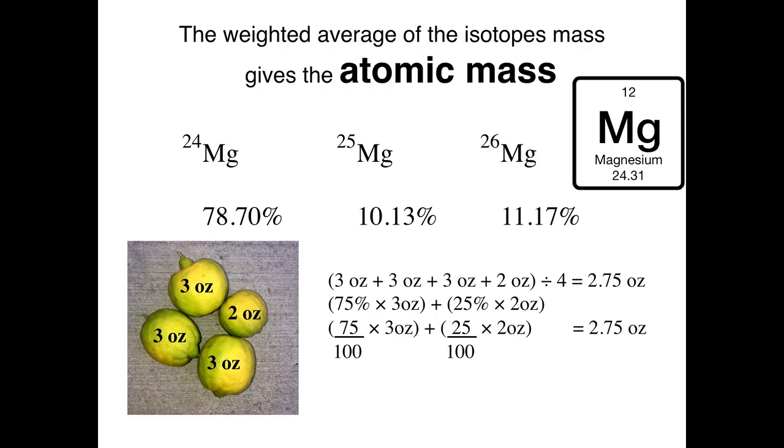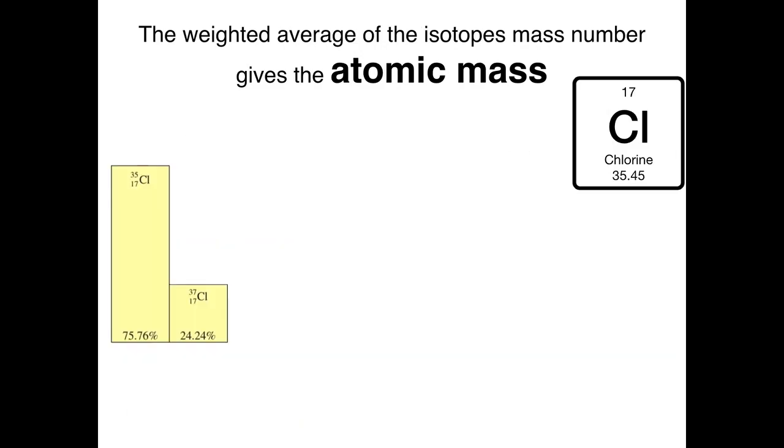So again, going back to our elements, the atomic mass is not the mass of any actual atom. So for example, you cannot find a magnesium atom that is exactly 24.31 AMU. It is just the average of all of the atoms that we know of. Let us see if we can take this math and apply it to getting the atomic mass of chlorine.